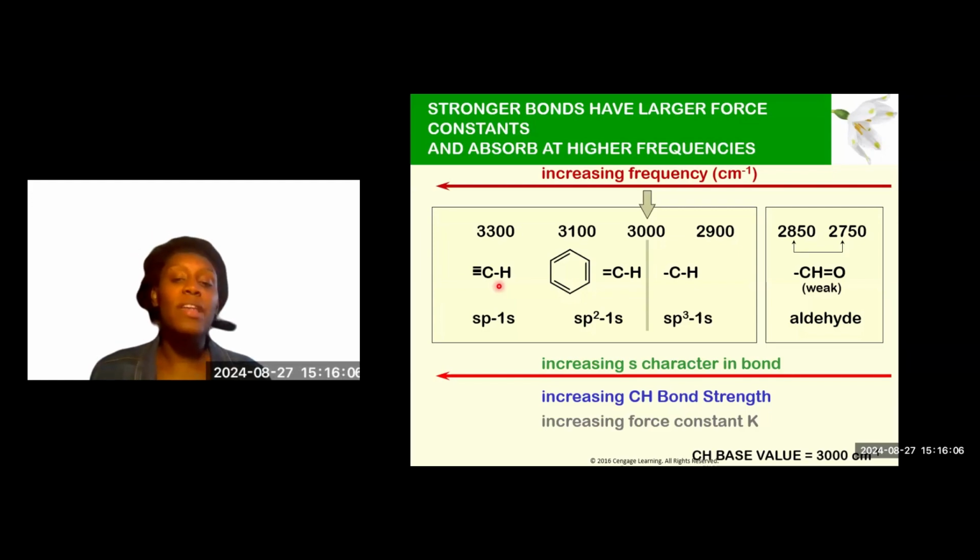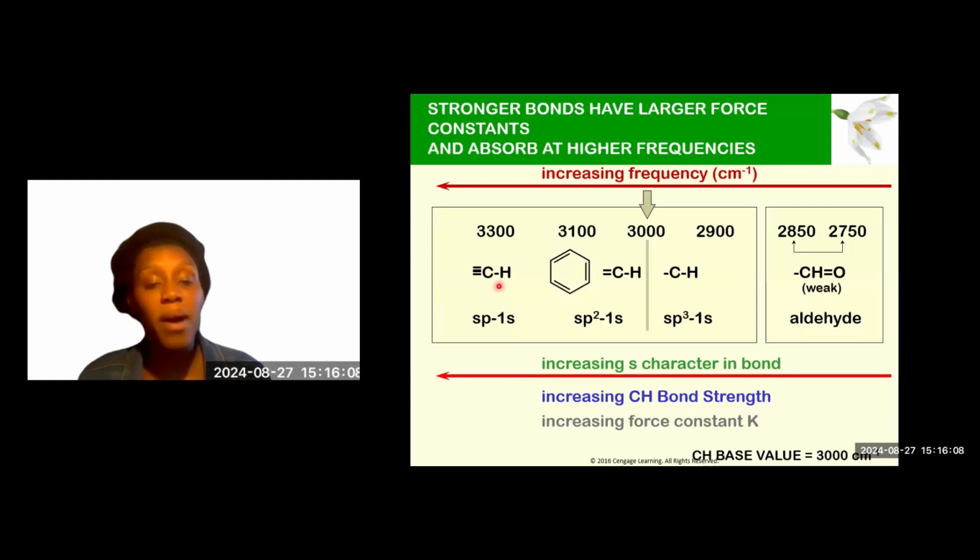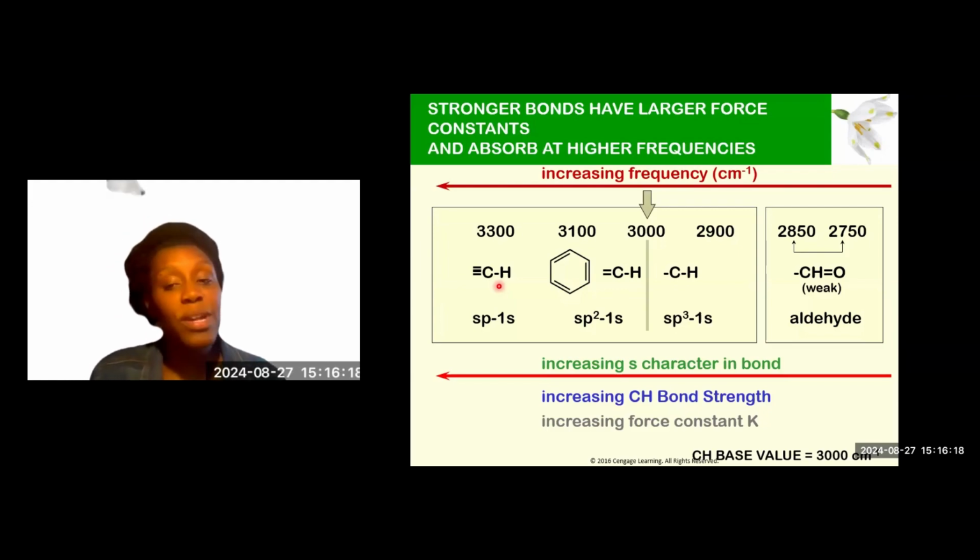And we also know that increasing s character in the bond, I don't know if I spoke a whole lot about that. I can't remember right now, but if I need to, I can do a refresher on that. But ultimately, all of those, as they're increasing, so is the frequency.